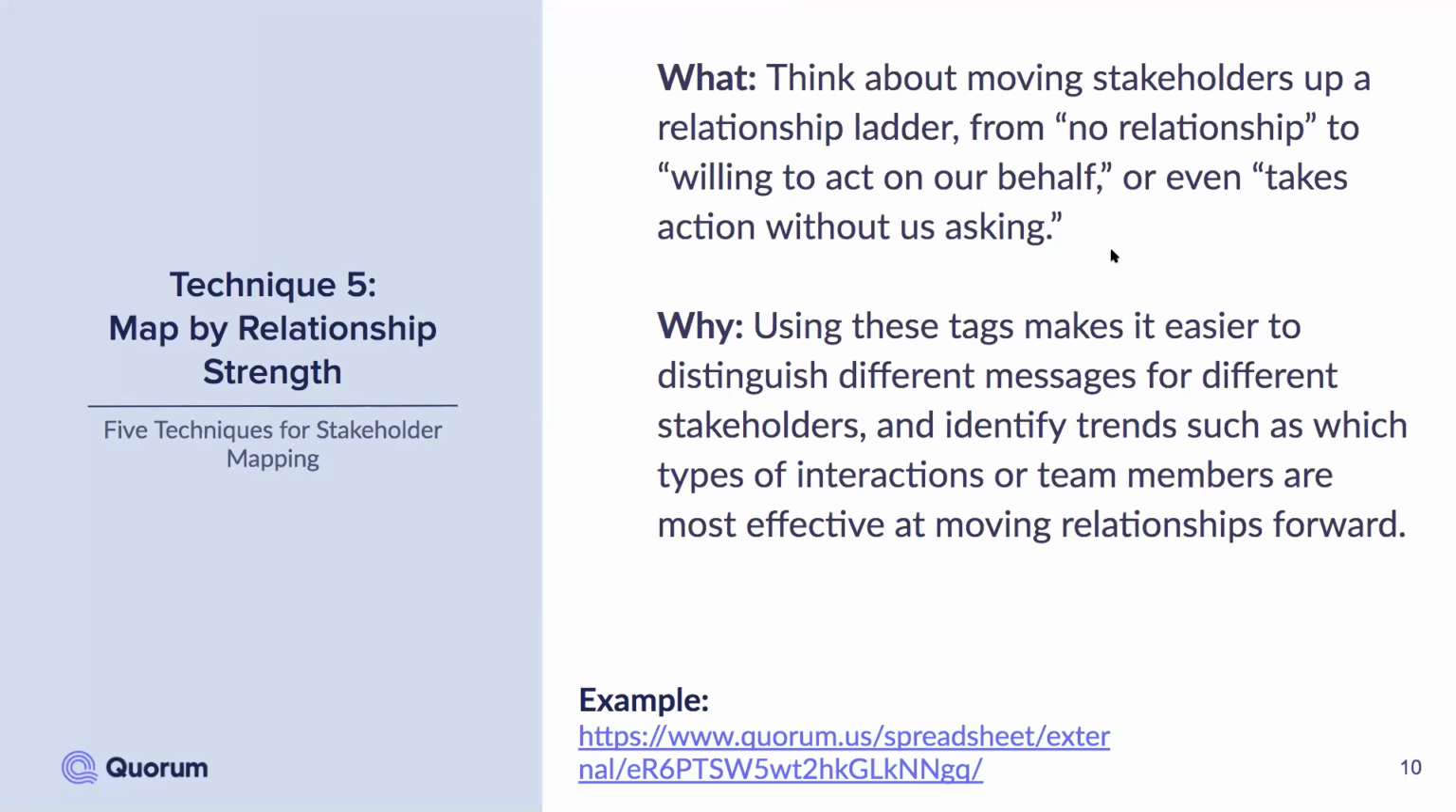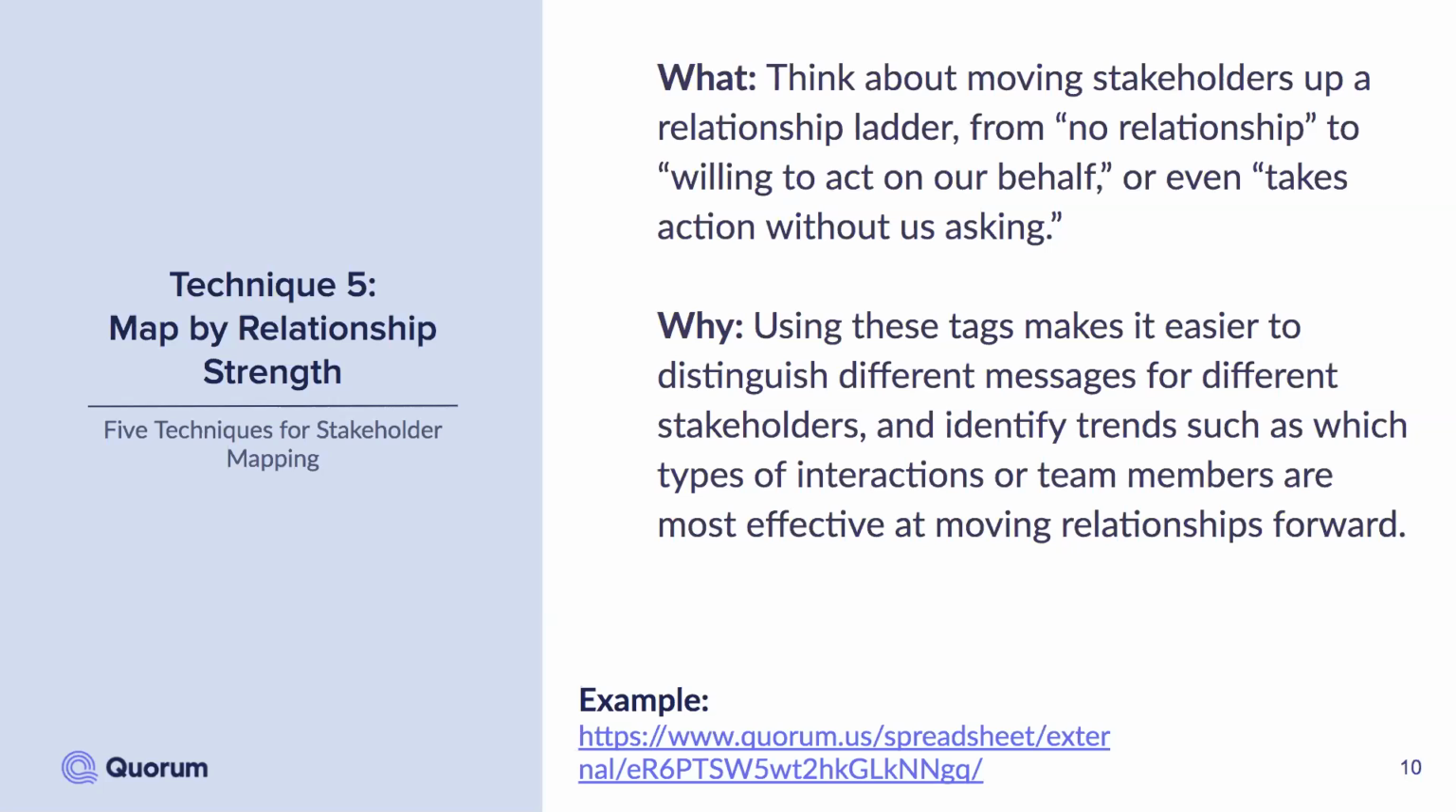Now, the final technique that I want to cover today is mapping your stakeholders by strength of relationship. I like to think about moving stakeholders up a relationship ladder from no relationship to all the way up to willing to take action on our behalf, or even takes action without us asking, as kind of the gold standard here.